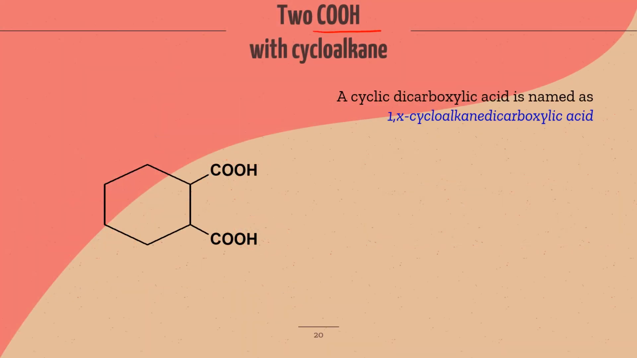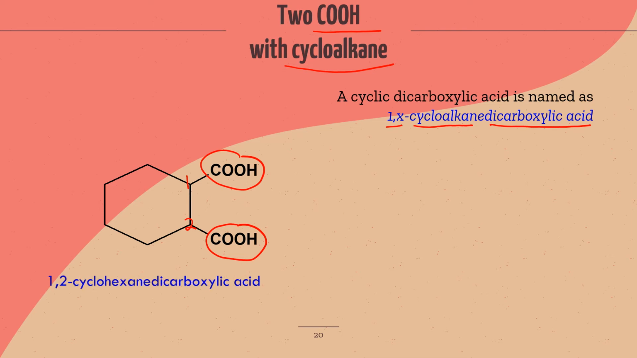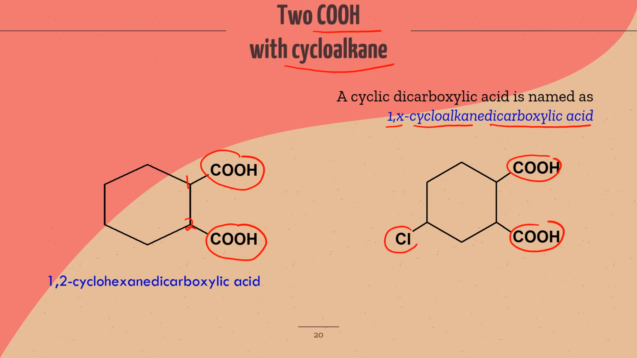By having 2 carboxyl with cycloalkane, the molecule will be named as 1,X-cycloalkane dicarboxylic acid. So in this structure, kita ada 2 carboxyl group on cyclohexane. So the position of the 2 carboxyl will be 1 and 2. So the name of the molecule will be 1,2-cyclohexane dicarboxylic acid.